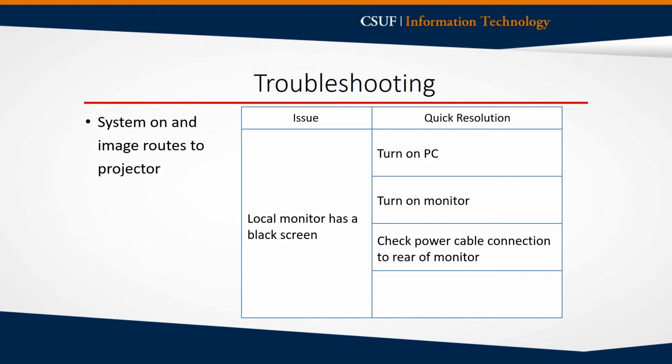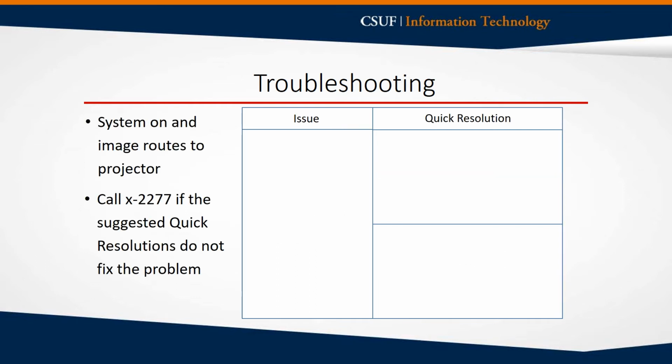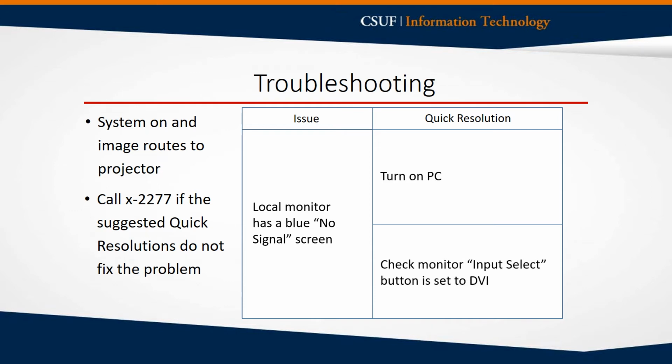If the PC is on and the monitor is powered on, but there is still no image, check the Monitor Input Select button on the lower right front of the monitor frame. Push it until it cycles to DVI as an input source. If you start the system normally and the image routes to the projector, but the local monitor has a blue no signal screen, check to see if the PC is turned on, or check the monitor input selection.